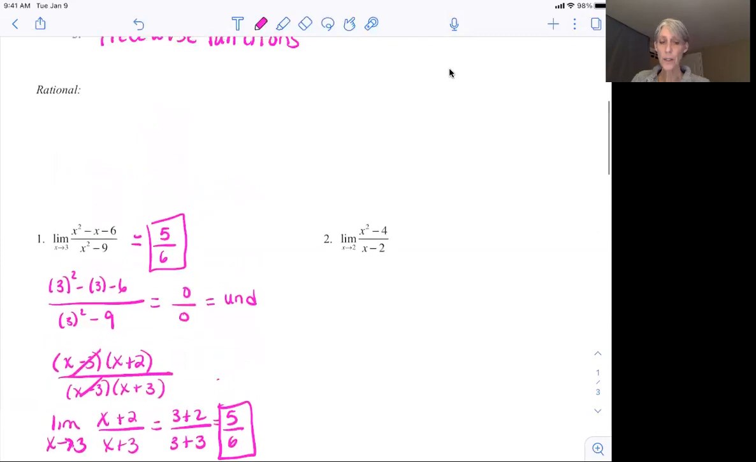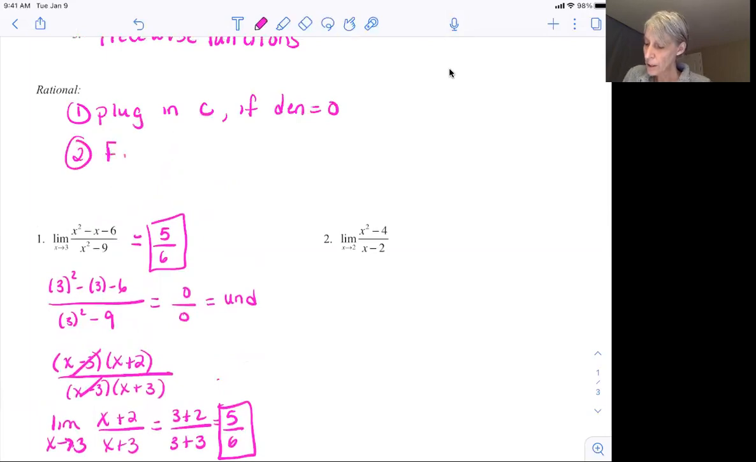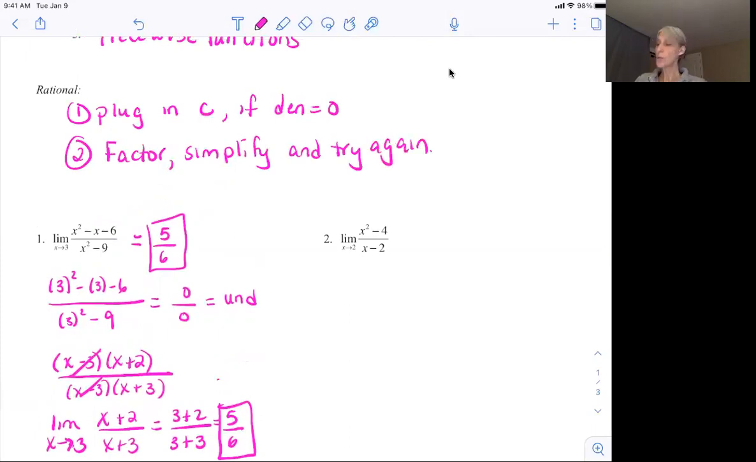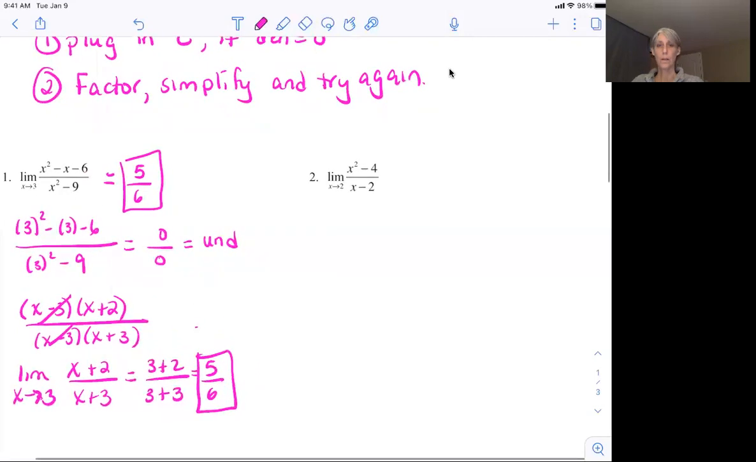Okay, so when we're dealing with a rational function, we're going to plug in c. If the denominator equals 0, we're going to factor, simplify, and try again. And it's that easy. Okay. I told you, things are going to get a lot easier from here on in.